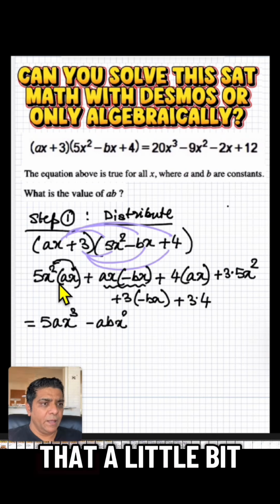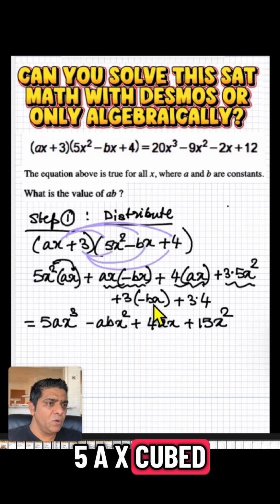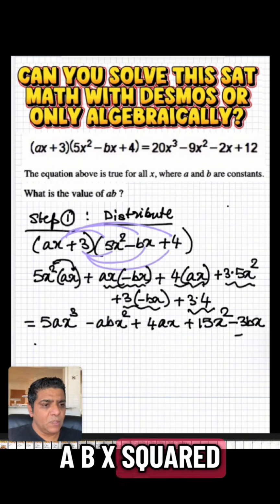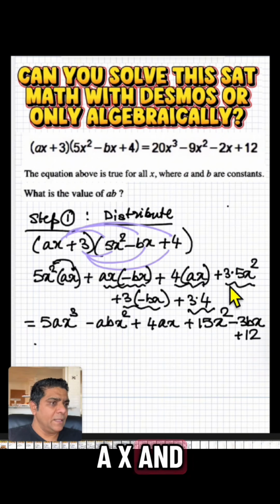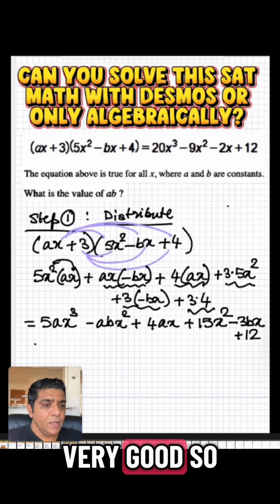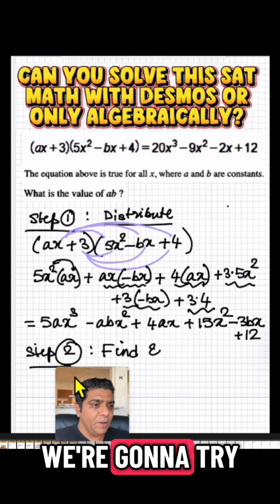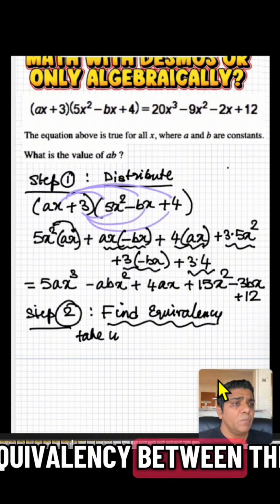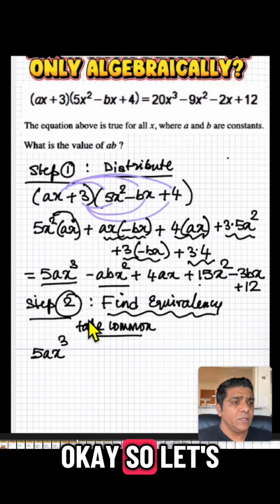So let's go ahead and simplify that a little bit. This is going to be 5ax cubed, and then minus abx squared, and then 4ax, and then 15x squared minus 3bx plus 12. Okay, very good. So now we are going to try to find some equivalency between this and this.